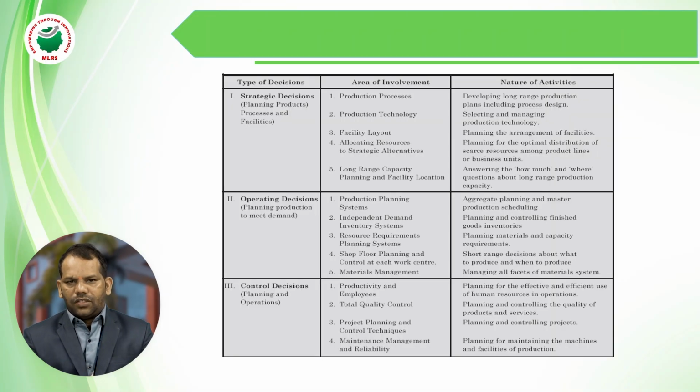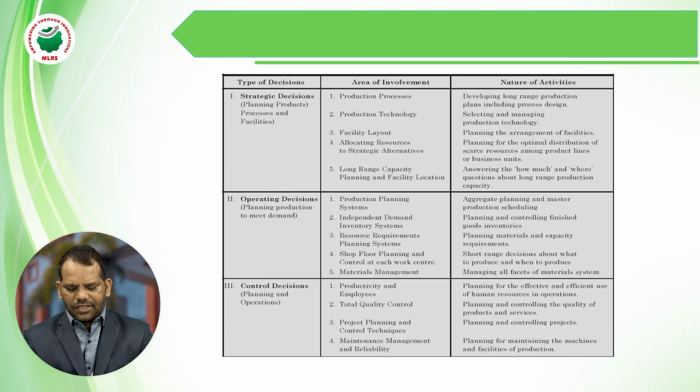Next, types of decisions, area of involvement, nature of the activity. Strategic decisions. These kinds of decisions are taken in the areas of production process, production technology, facility layout, and resource allocation. Here we apply strategies for the development of the business through strategic decisions. They plan, organize, staff and coordinate all the elements of the strategic plans. Then only can we develop the business of the production units in the market.